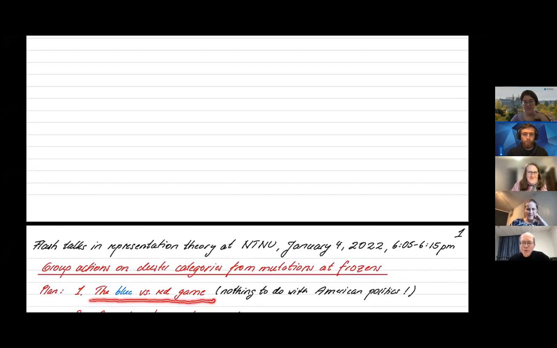As you perhaps know, blue and red are the colors of the two major parties in the United States. But believe me, this game has nothing to do with American politics.